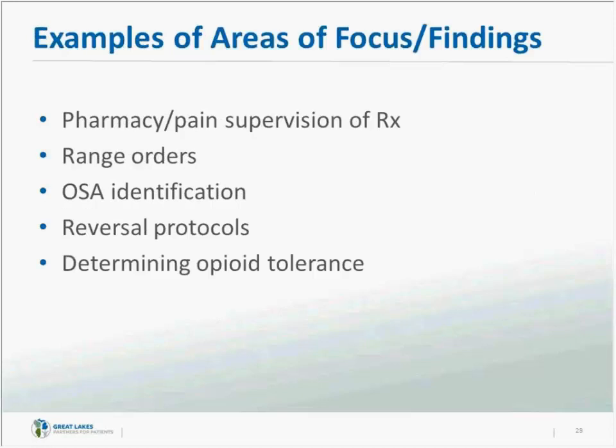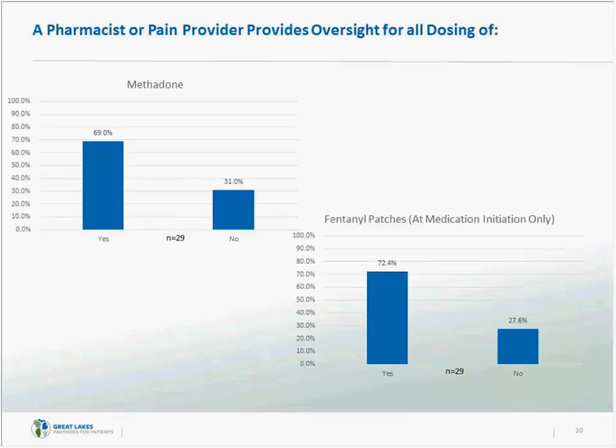So we're going to talk just about 5 areas where we found some very interesting things in Michigan. Number 1, whether pharmacy or pain supervises prescriptions, range orders, sleep apnea identification, reversal protocols, and then opioid tolerance. For each of these, I'm going to show you our findings first, and then we're going to talk about what I think are best practices.